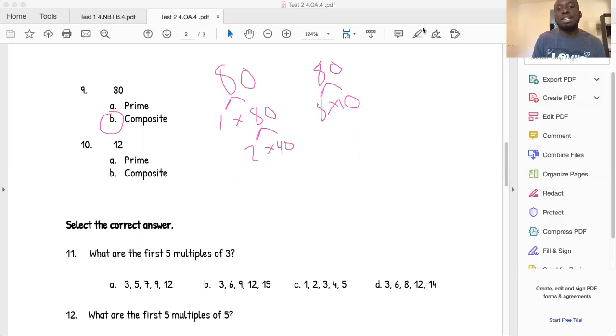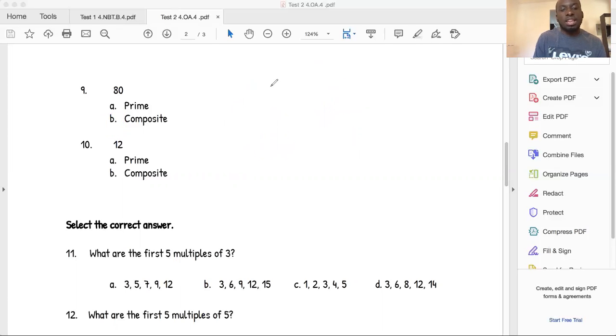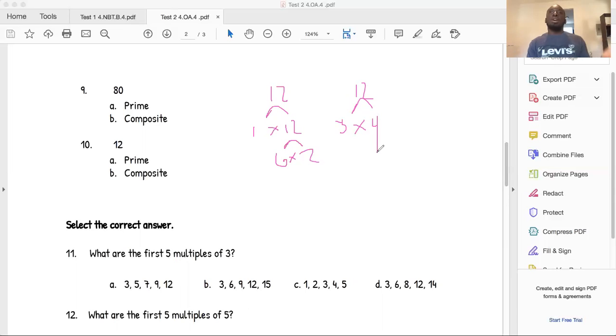And number 10, I'm going to clear off this. Number 10 is 12. Again, I know that 1 times 12, and I know 6 times 2, and I also know 3 times 4. If it's more than 2 ways, then it must be composite. So there you go. Number 9 and number 10 are both B. Yes? I'm going to do number 11.